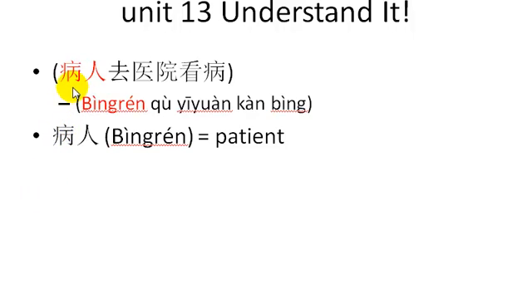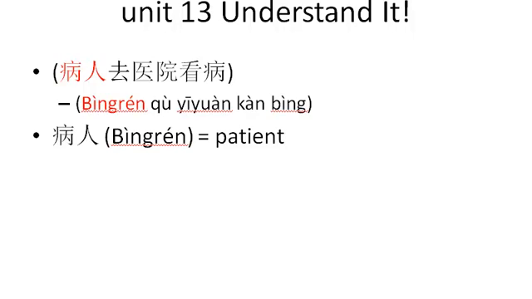Okay, so this character here, 病, means ill or sick. And it's used together with the character 人 for person to mean patient. 病人. So literally, 病人 means sick person, ill person. And probably the best translation for that in English is a patient. So we have this 病人去医院看病.